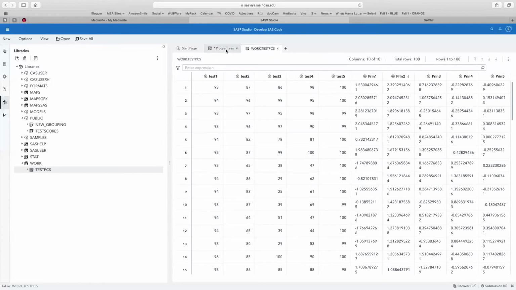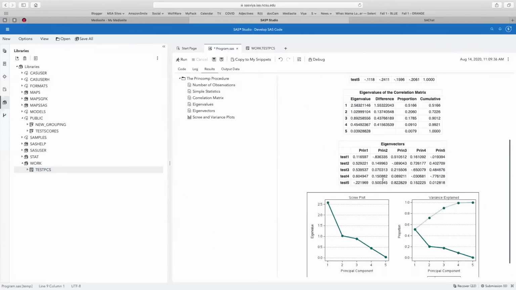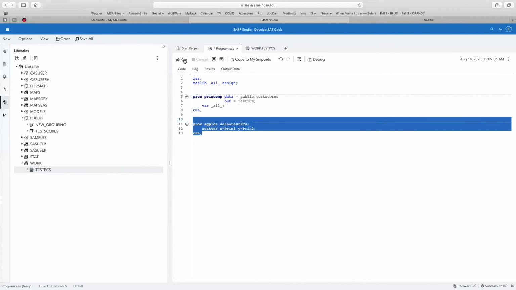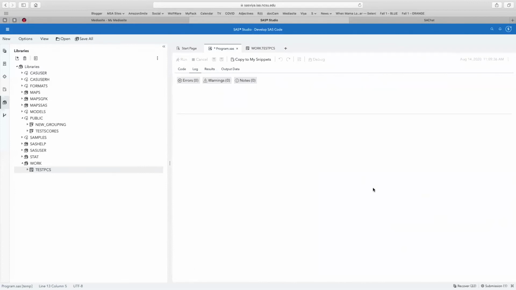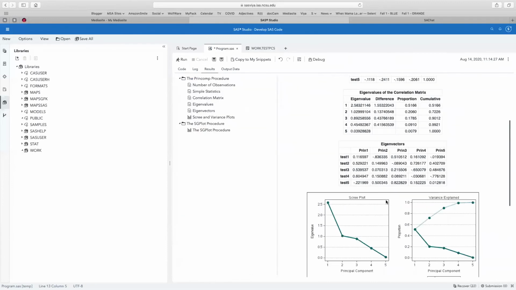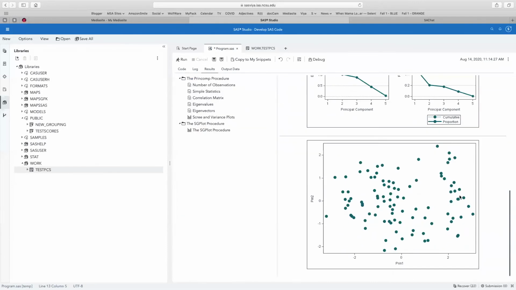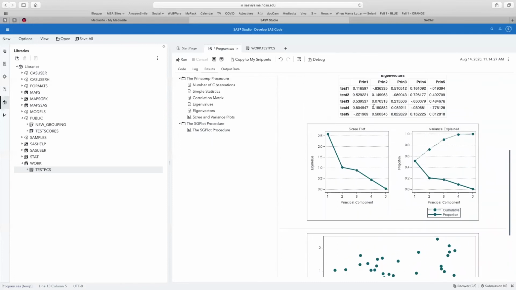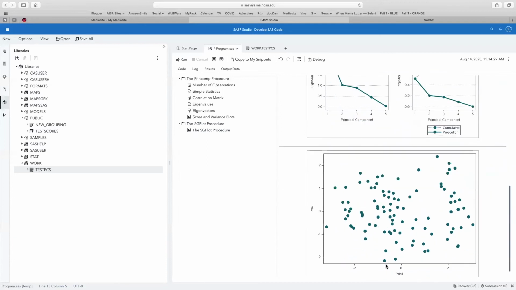So I can use those loadings to help me interpret what I'm seeing in my scatter plot. If I recreate this scatter plot, I guess I should just create it all at once. I know that the people to the right, higher scores on Prin 1, did better on the middle 3 tests. Those that did better on Prin 2 did better on test 5 than on test 1.